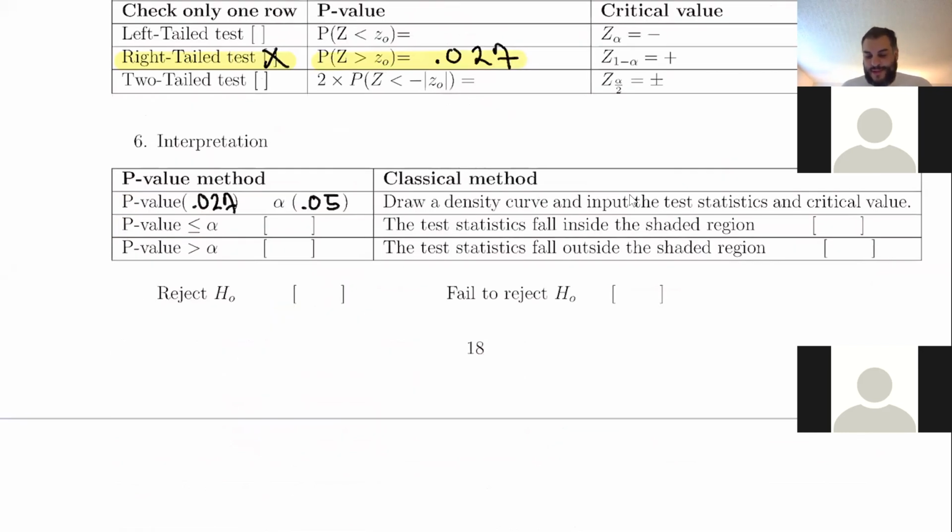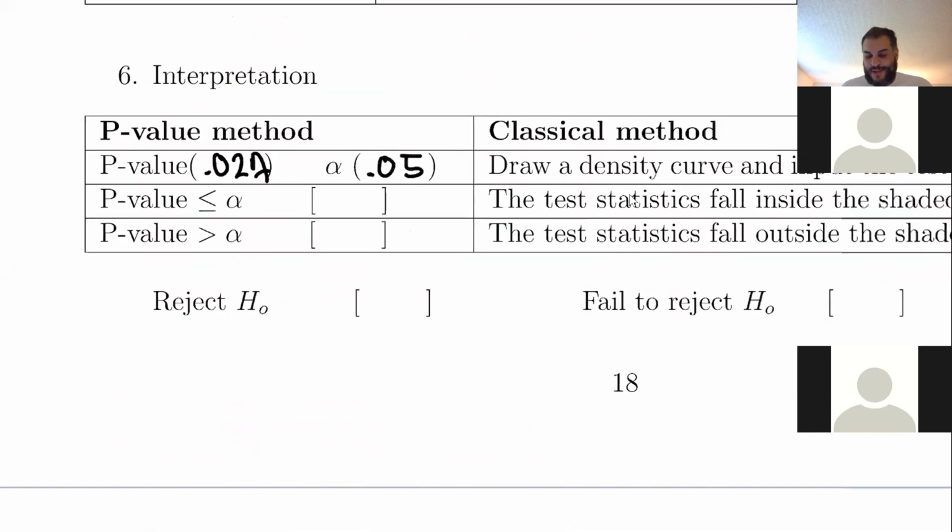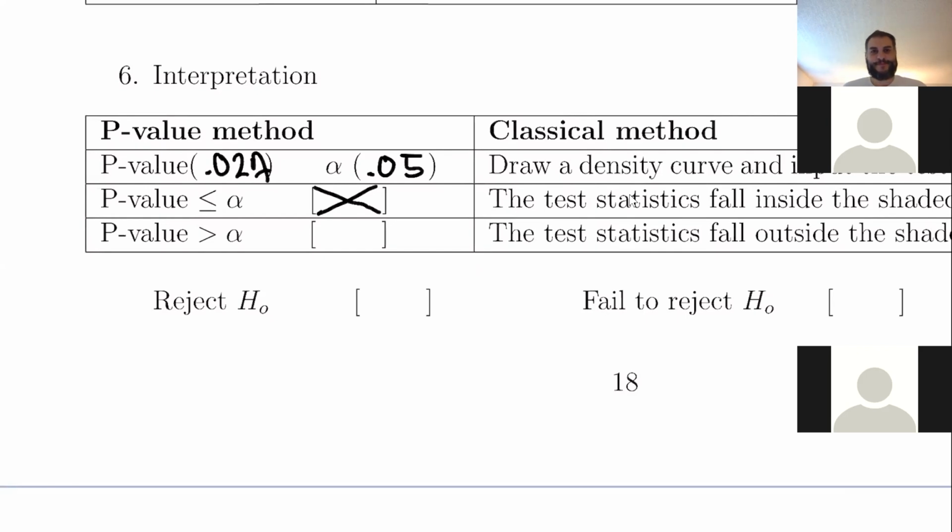So which one is bigger? My p-value, which is 0.027, or my alpha, which is 0.05? Alpha. Yeah, so it should be alpha. So since it's alpha, I'm going to select this first one over here. All right, so anytime alpha is bigger than the p-value, you're going to say reject the null hypothesis.